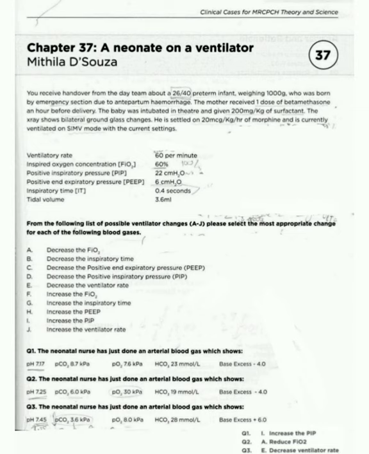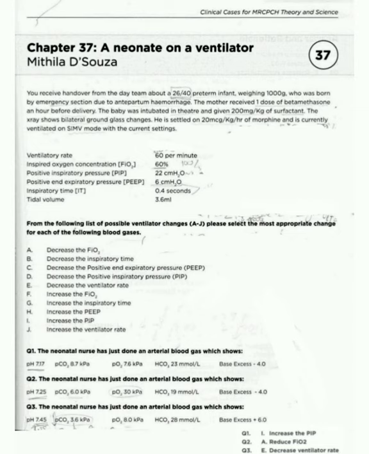The baby was intubated in theatre and given 200 mg per kg of surfactant. The X-ray shows bilateral ground glass changes. He is settled on 20 mcg per kg per hour of morphine and is currently ventilated on SIMV mode with the current settings.